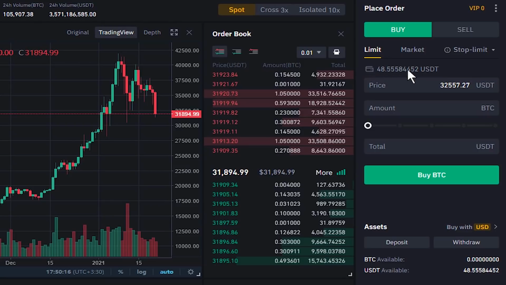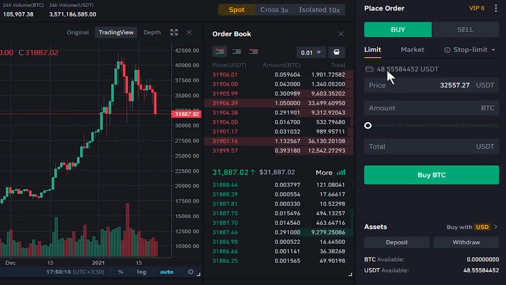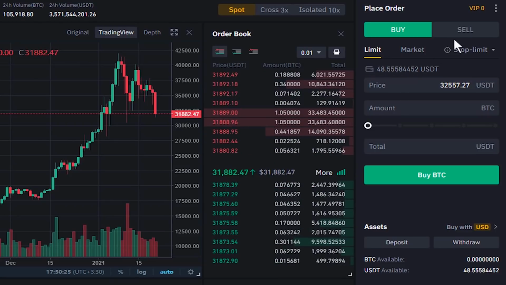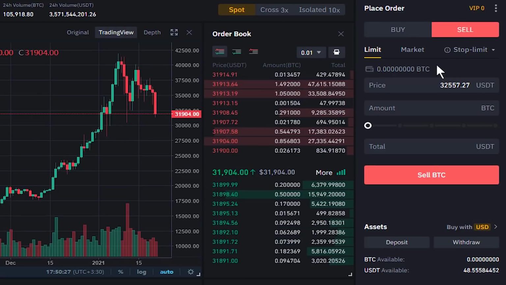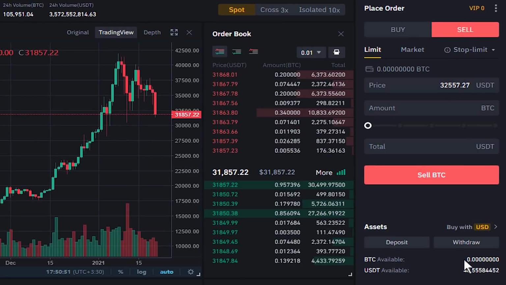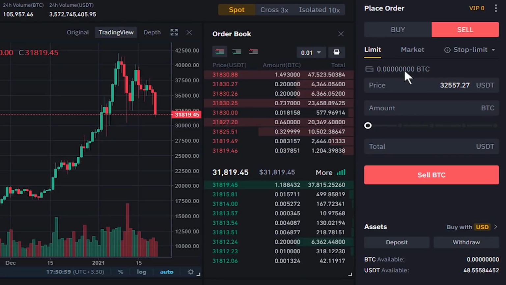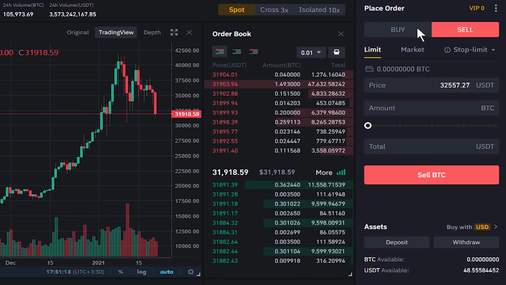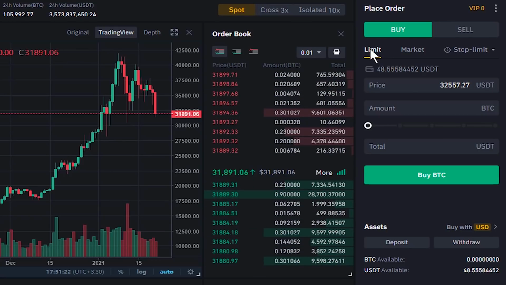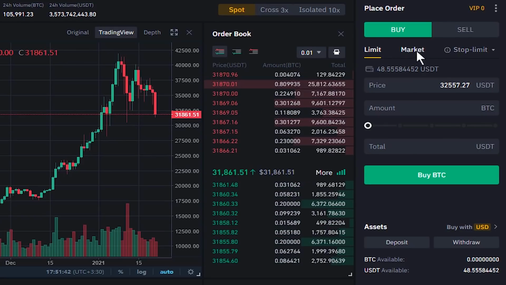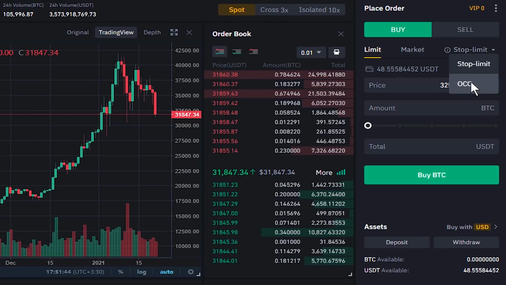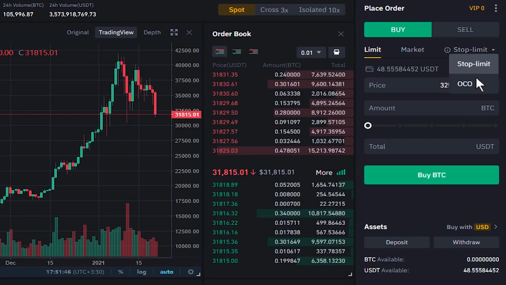Also here it shows how much Tether you have to buy Bitcoin with. And to sell Bitcoin, you must have Bitcoin available, which we don't have any of right now, and here it also shows that we don't have any Bitcoin to sell. We go back to the Buy tab, and below that you see that we have 3 tabs. Actually it's 4, and the other is inside Stop Limit, as you can see here.